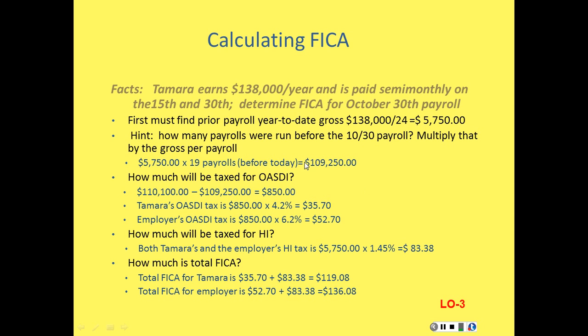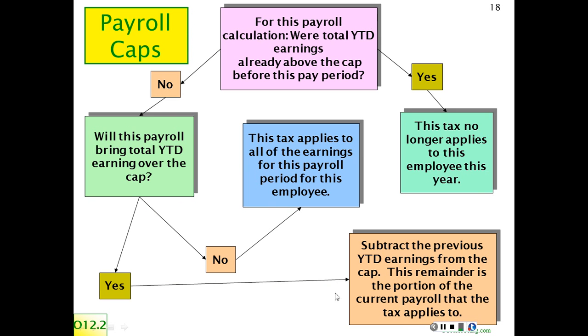So her earnings, before we consider the $5,750 that she's earned between the middle of October and the end of October, have already been recorded, with taxes taken out on this much. Now, we would then have to ask how much is considered for Social Security, remembering that only OASDI, which we call Social Security, Old Age Survivors and Disability Insurance, is capped. Medicare isn't capped.